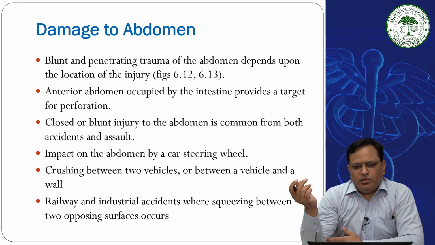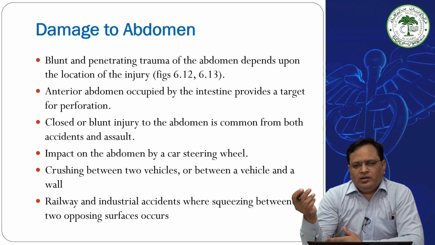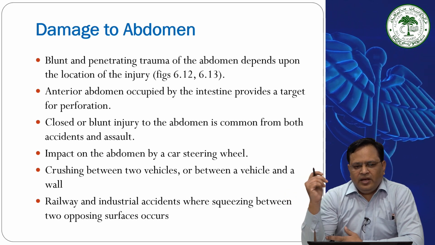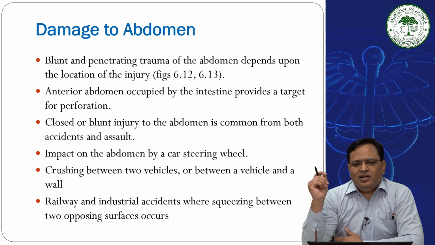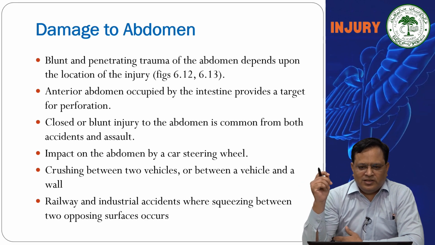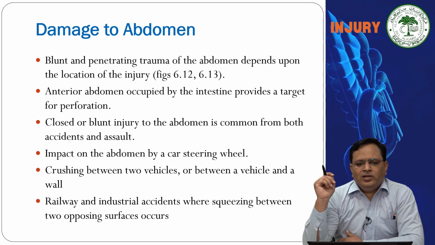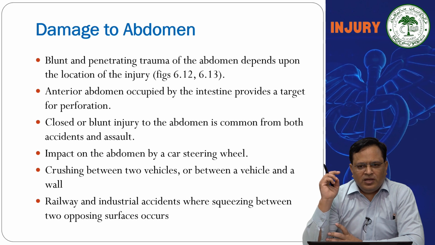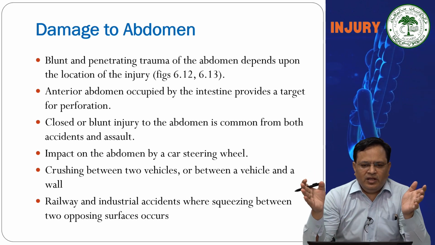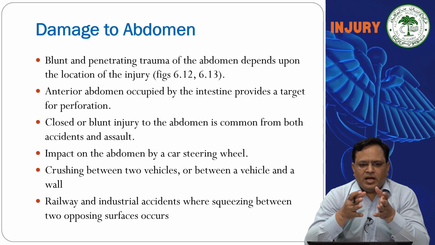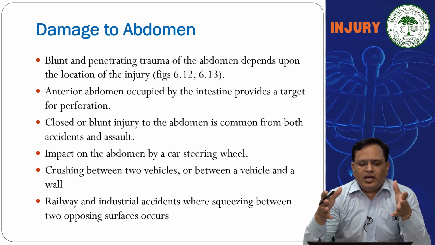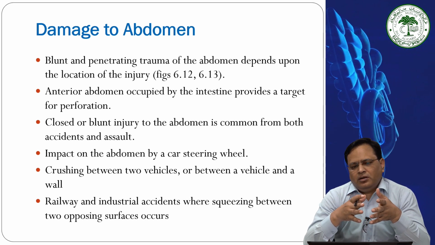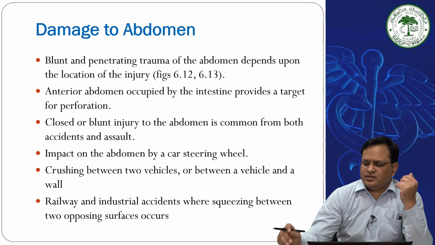Closed or blunt injury to the abdomen is common from both accident and assault: road traffic accident or train accident, or assault by punching or kicking. Impact on the abdomen by steering wheels, like drivers having steering wheel injuries. Crushing injury between vehicles, or between vehicles and walls. Sometimes the person is pushed against walls or comes between two colliding vehicles. Sometimes railway accidents can compress a person. So chances are that there are many injuries in the abdomen, including intestine and other organs.